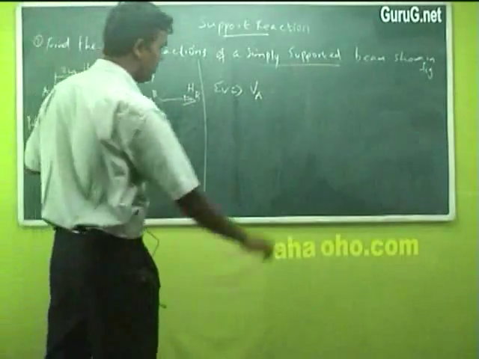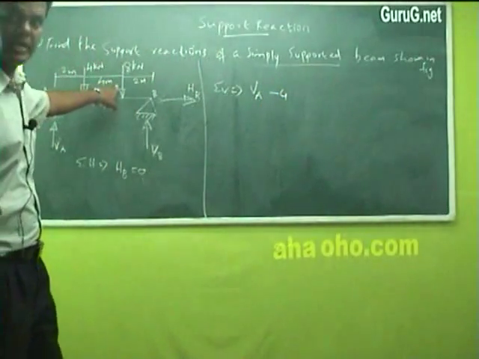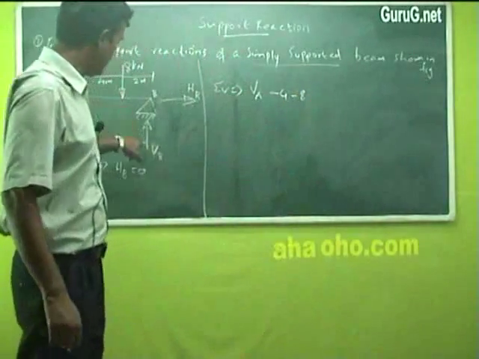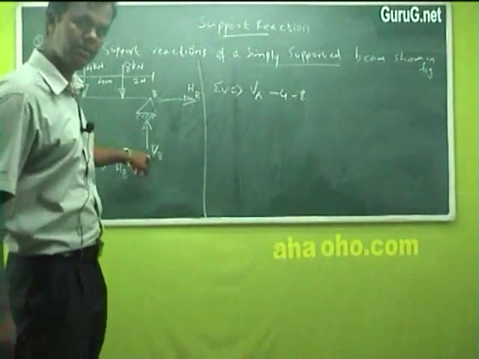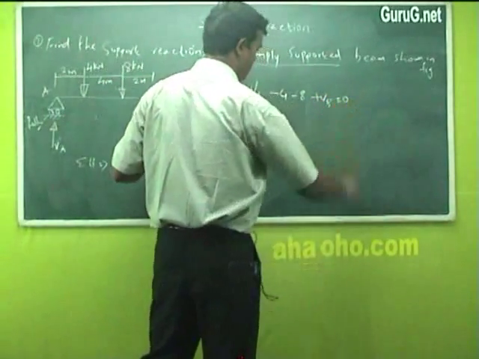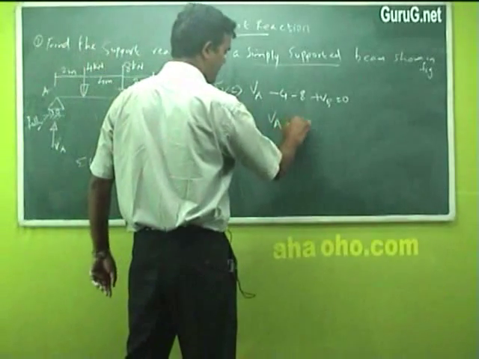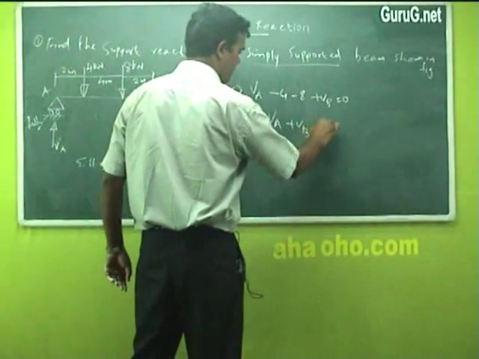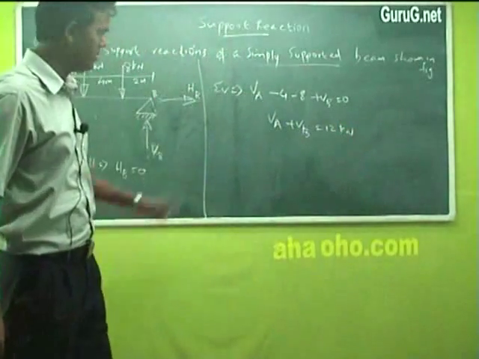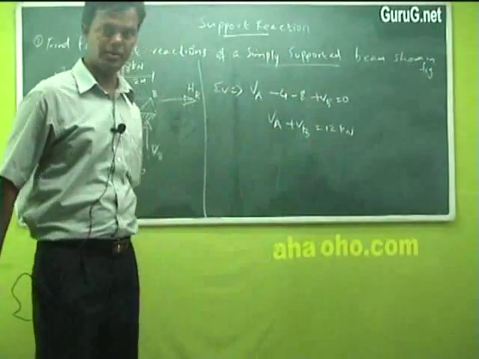4 kilonewton is acting down, we take it as minus 4 kilonewton. And 8 kilonewton acting down again, take it as minus 8. Again here, VB is acting up, so it's positive, plus VB equal to 0. Fine. So can I write here VA plus VB equal to 12 kilonewton? Okay. Just transferring from the left hand to the right hand side, VA plus VB is equal to 12 kilonewton.